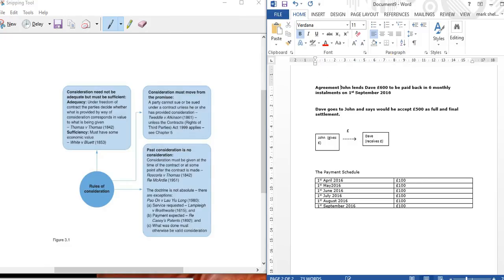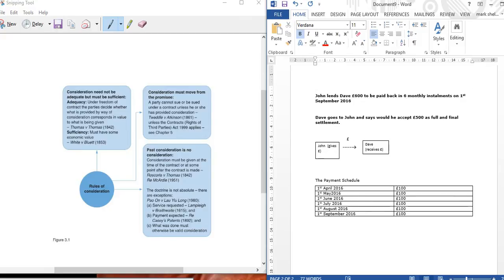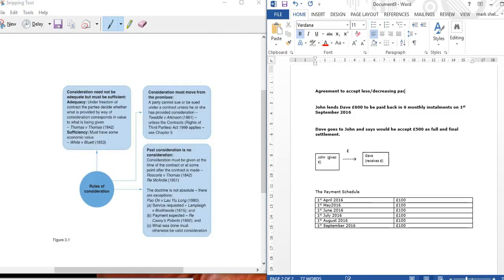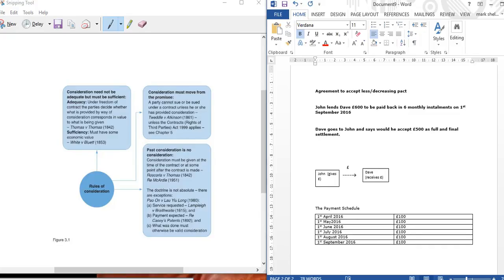Okay, an agreement to accept less, or sometimes in journal articles you will see the term used is a decreasing pact. So what we need to ask ourselves is, when will the law say that this agreement to accept less than what was originally agreed will be upheld, in the sense that it's supported by consideration? That's a very tricky area, but also in terms of practical significance, this is very, very important, because such agreements are entered into all the time. Especially after the credit crunch, we've still not really recovered, so people are still in debt and trying to write off a lot of that debt.